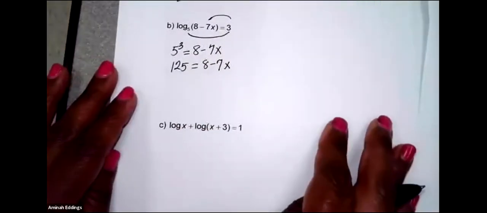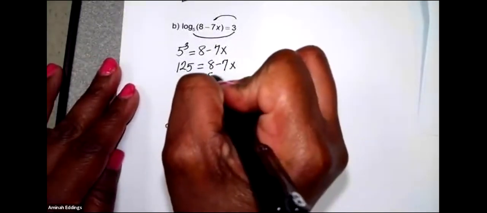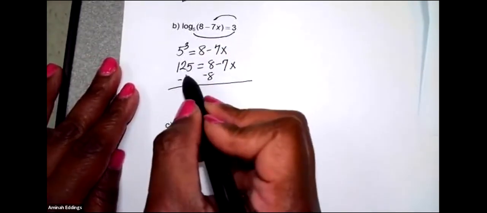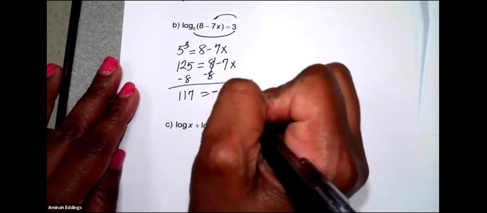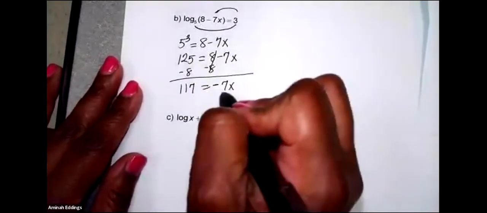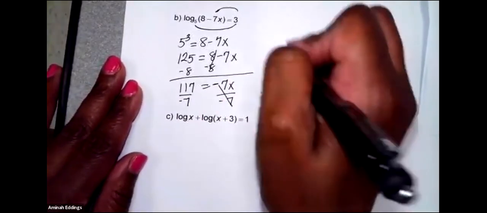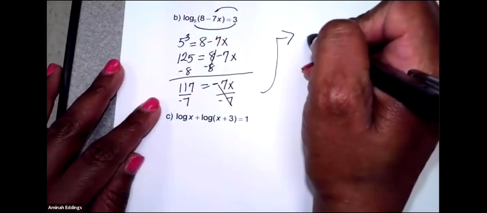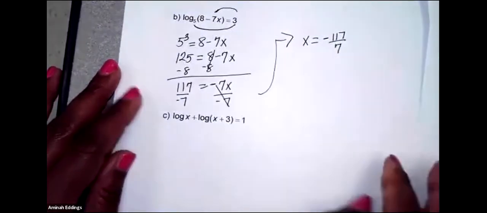Okay. 5 to the 3rd power is 125. And all I'm going to do is bring down the 8 minus 7x. And then from here, I'm just going to solve it. So subtract 8 from both sides. 125 minus 8 is 117, which is equal to negative 7x. Divide both sides by negative 7. And I get x is equal to negative 117 over 7.